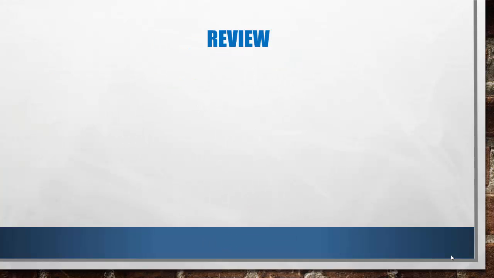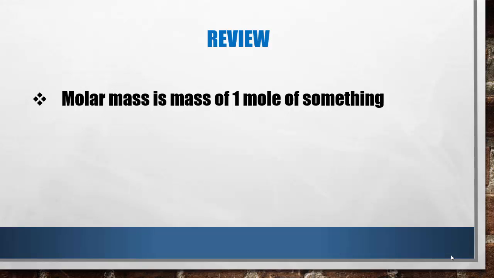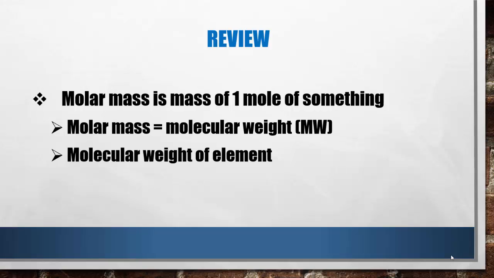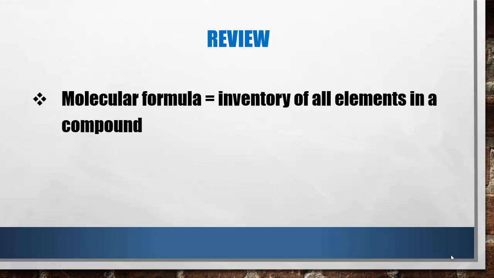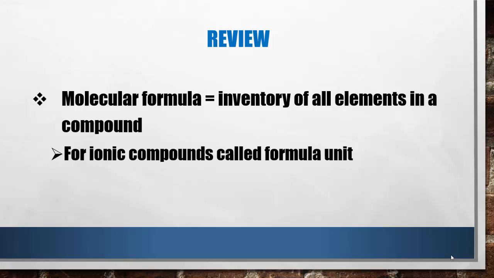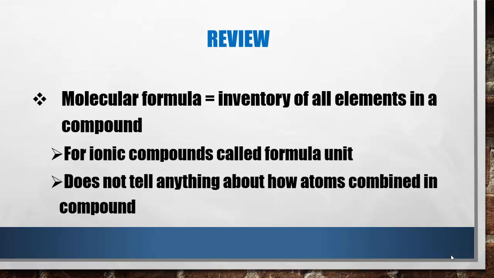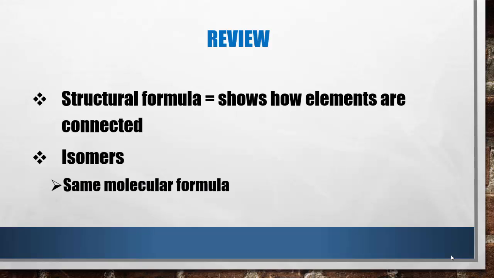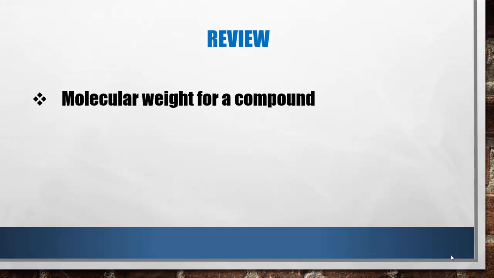So to review this video, the molar mass is the mass of 1 mole of something. In this classroom, molar mass and molecular weight are totally interchangeable. To get the molecular weight of an element, just change the AMU to grams per mole. The molecular formula is an inventory of all elements in a compound. For ionic compounds, it is called a formula unit, but I'll accept a molecular formula no matter what. It doesn't tell you anything about how the atoms are put together. To do that, you need the structural formula, and you can have isomers which have the same molecular formula but different structural formulas.